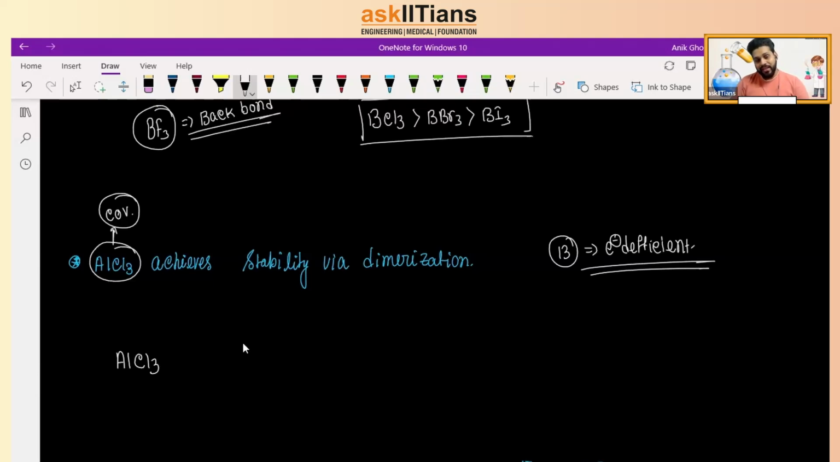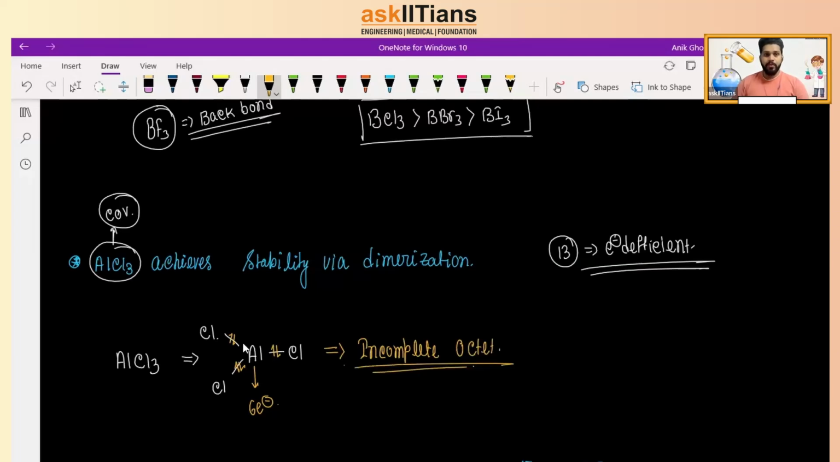So, as a result, the AlCl3 compound is formed by sharing of electrons like this. Now, if it is so, how many electrons do I have around aluminium? We have a total of 6 electrons. If I have 6 electrons around aluminium, you can understand that it is electronically deficient. I should rather say an incomplete octet species. This is what AlCl3 is all about.